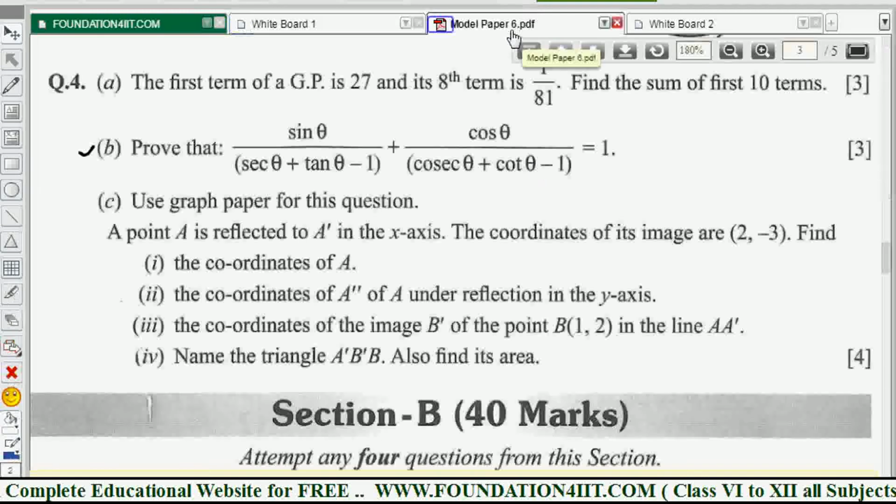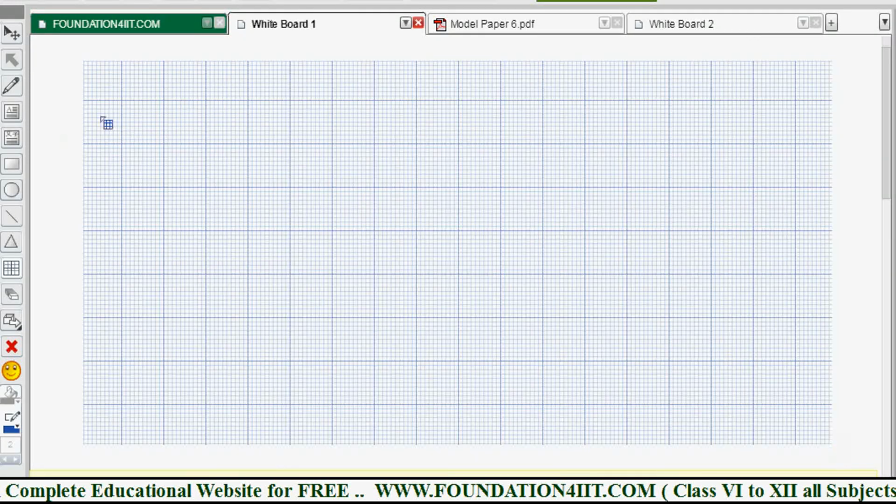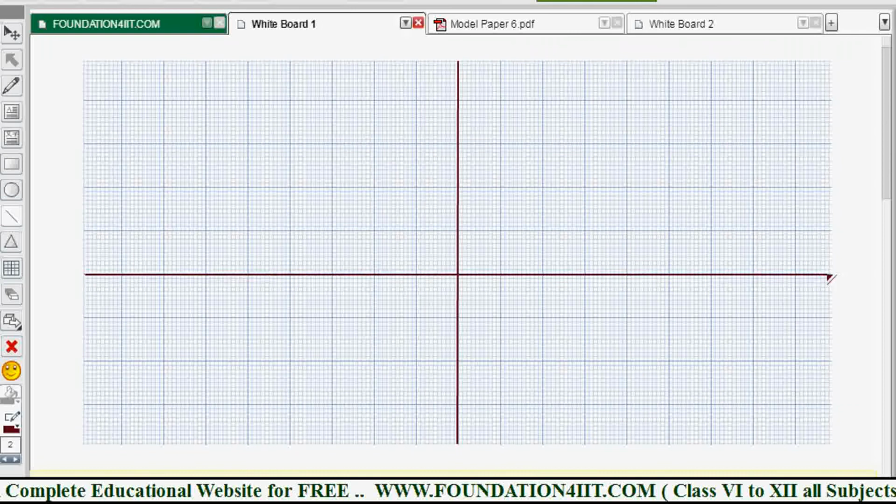Okay, so here the question is, use the graph paper for this question. A point A is reflected to A dash in the x-axis. The coordinates of its image are 2, minus 3. So A dash is given as 2, minus 3. A we should find out first. So let me take the graph paper. On the x and y axes, the center is here, and you take both axes.